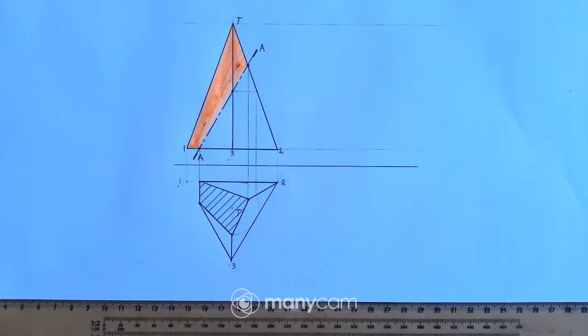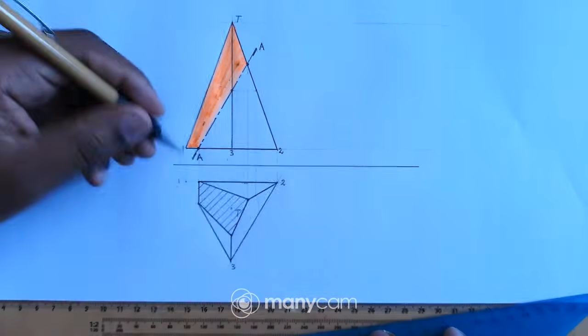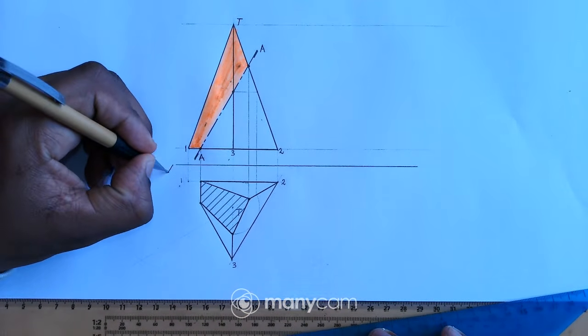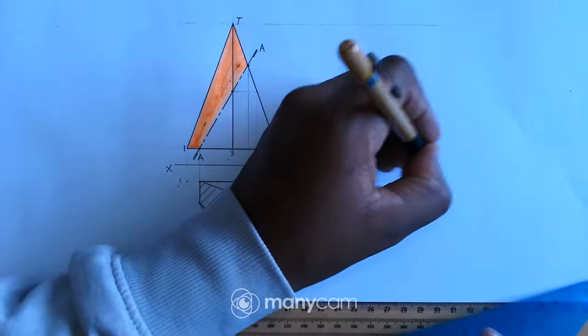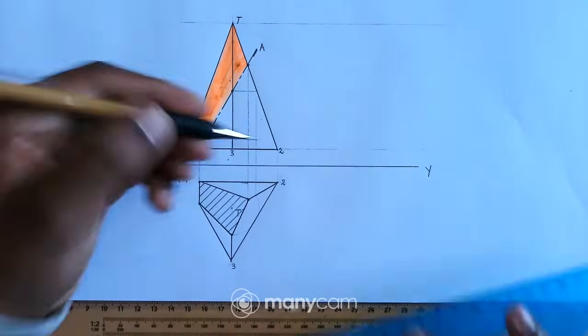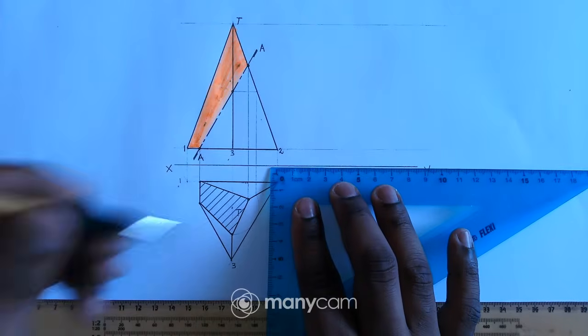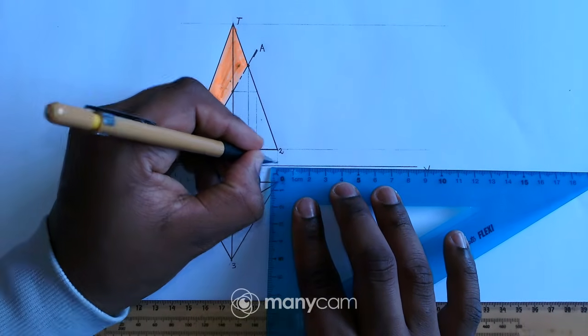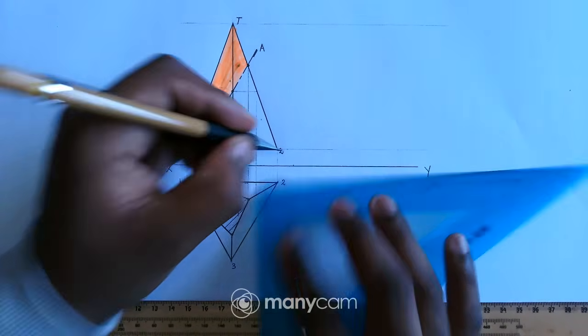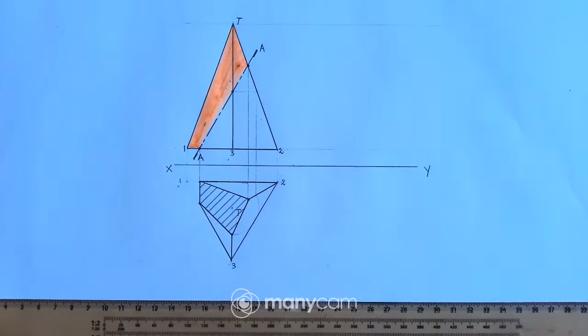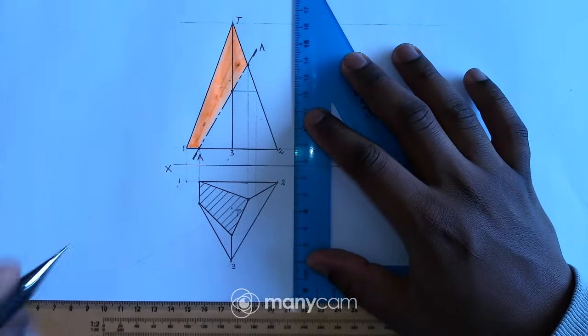So now what I have to do is add an XY line. I have to label this one; I forgot to label this XY line. Okay, so now I'll have to add the vertical XY line. I'll just measure 10 millimeters from there, then I just draw the XY line there.